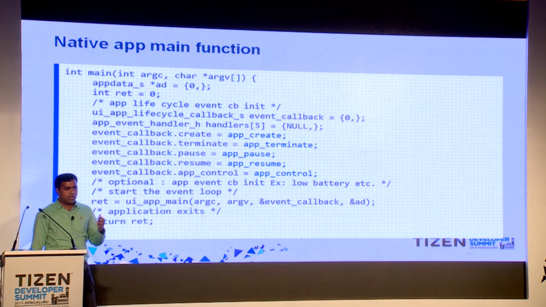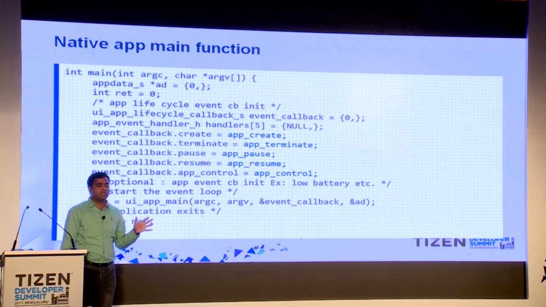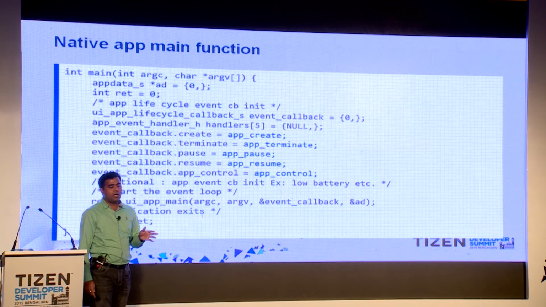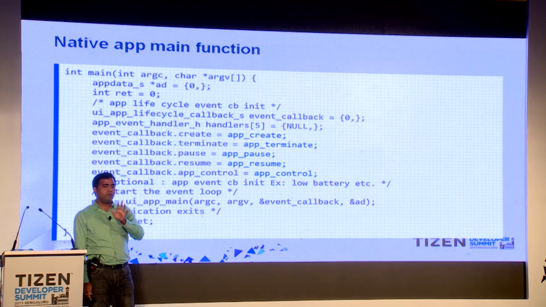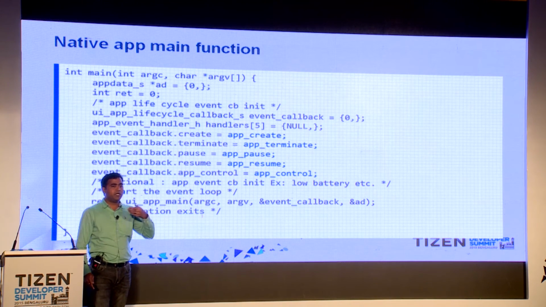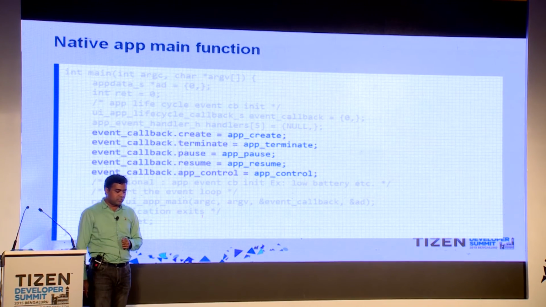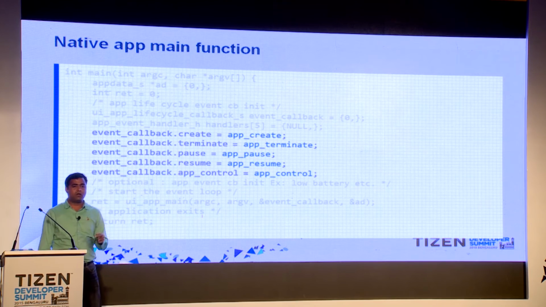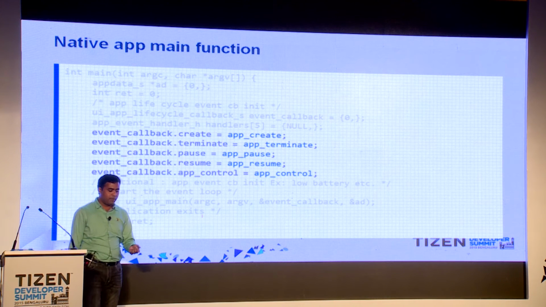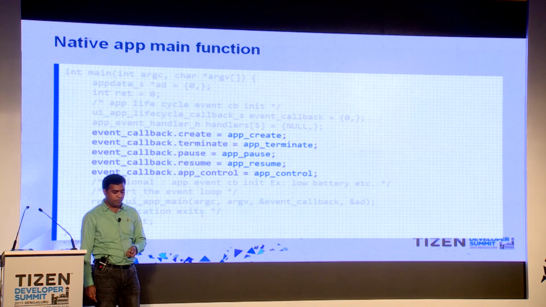So we saw that there were five different states. There should be some way the application is informed about these transitions. Whenever the application moves from one state to another, the application should be informed about the transition. So these are the different transition callbacks which the application can register in the main function: app create, app terminate, app pause, app resume, and app control.